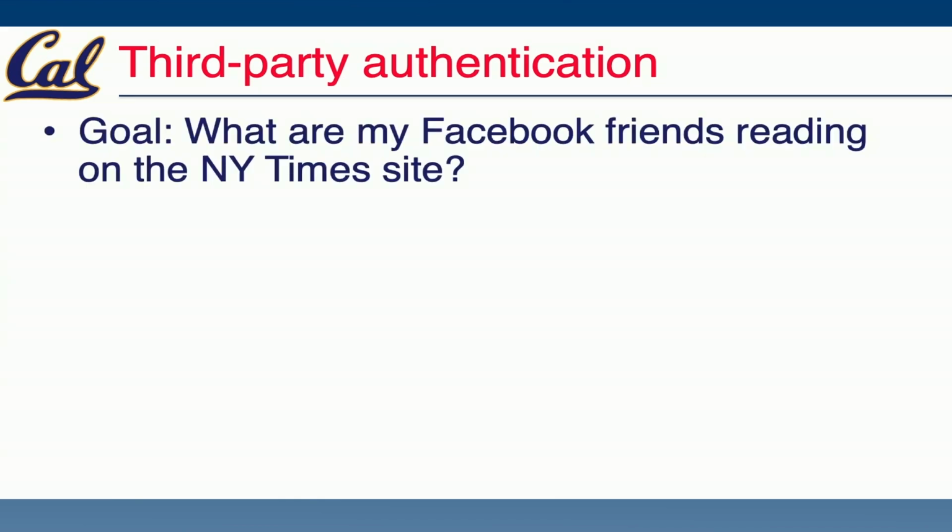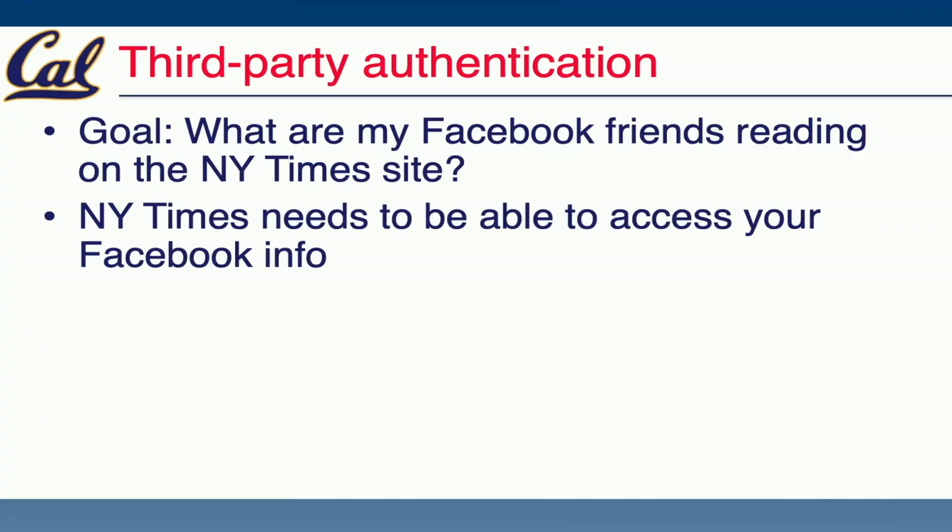And so the goal here is to be able to ask questions about how can I have users do something without having to know all their details. So if you're building an application, you could say, which of your Facebook friends are reading something on the New York Times website? The way that authentication works is that the New York Times needs to sort of be able to access your Facebook info.